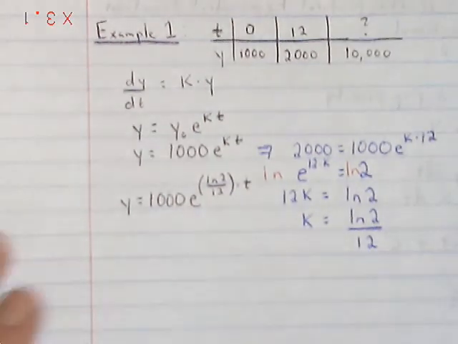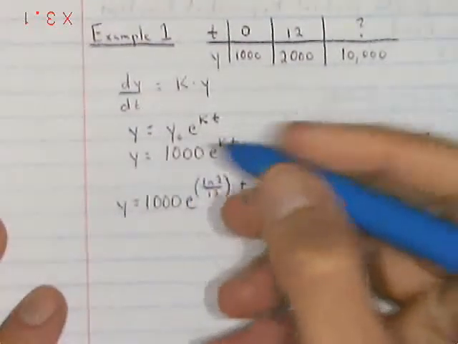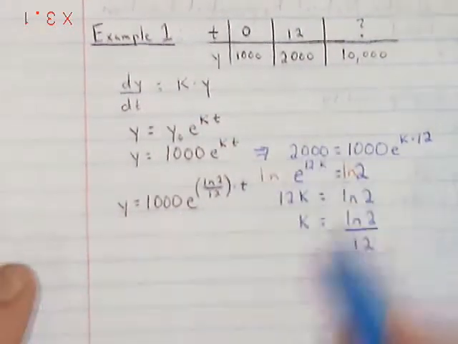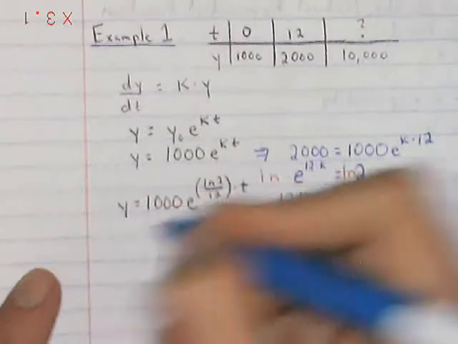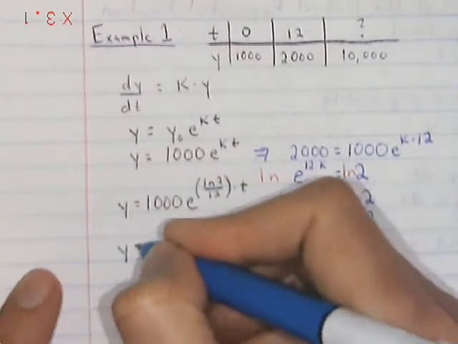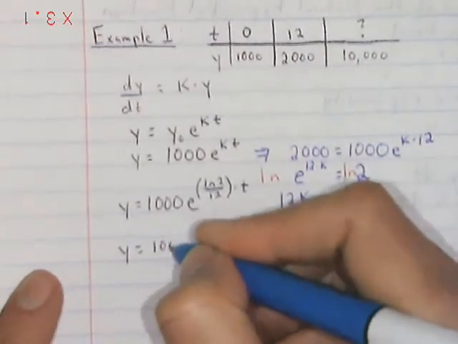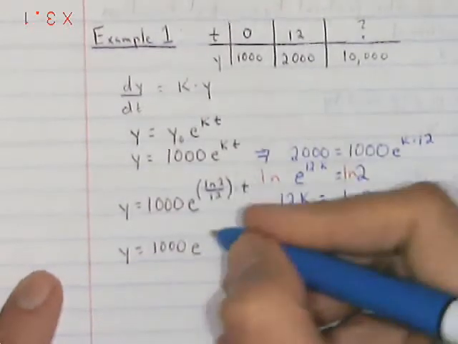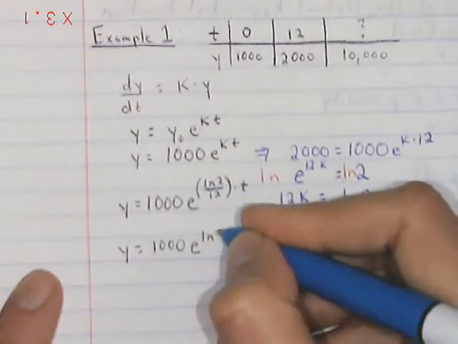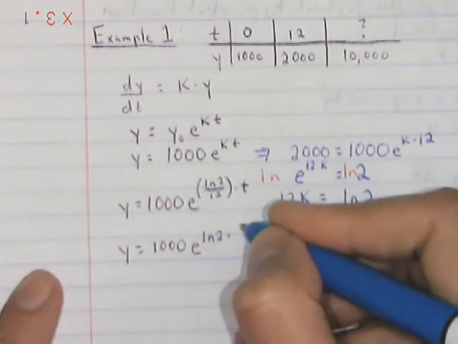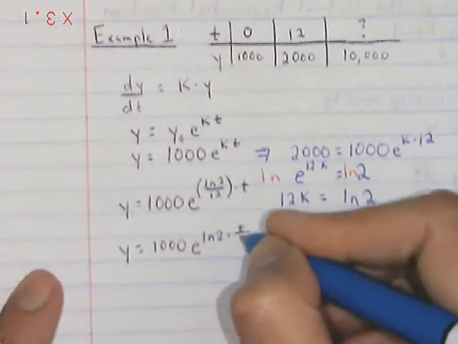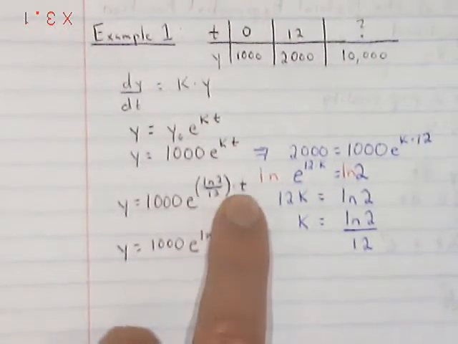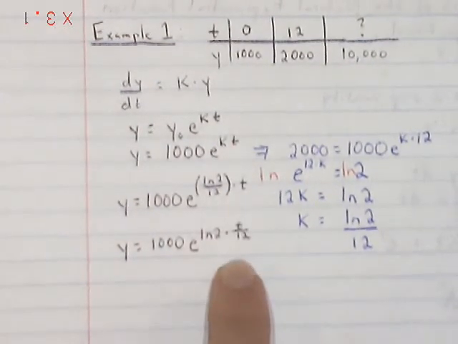And the answer is yeah. And so the separation we're going to do is we're going to pull this 12 out. So we're going to make this into y equals 1,000 times e raised to the ln of 2 times t divided by 12. Okay? All I did was pull that 1/12 out. No big deal.